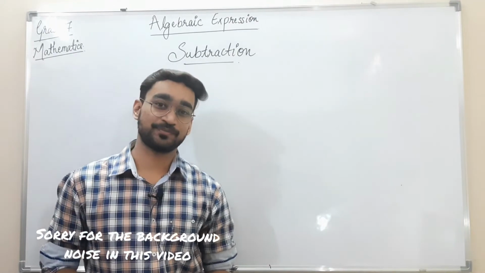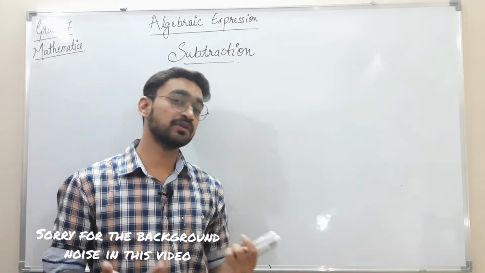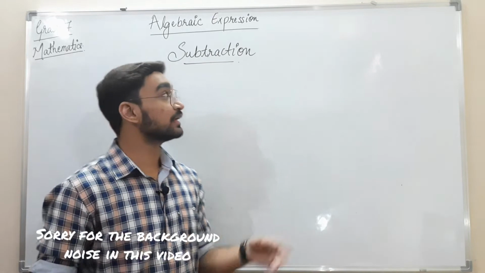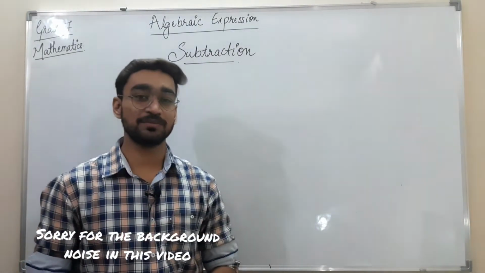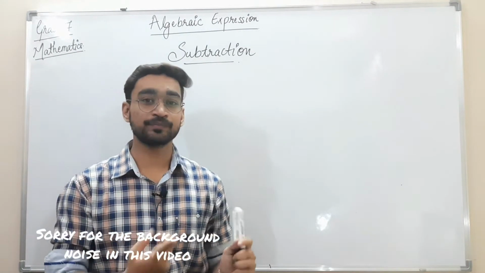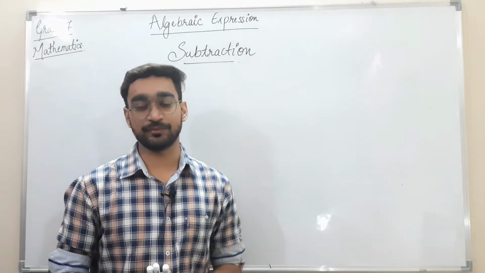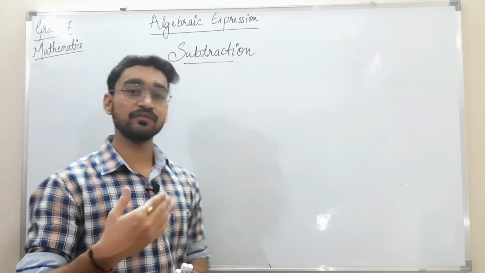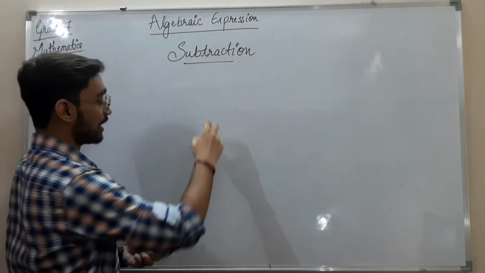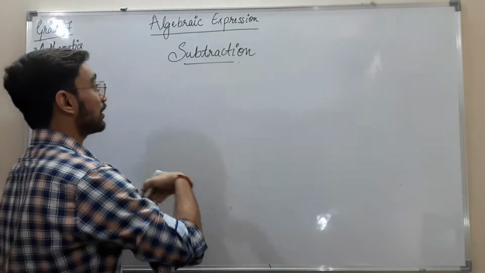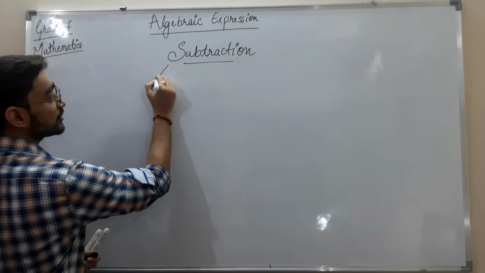Hello everyone. So in the previous video, we have studied about the algebraic expression and the addition of algebraic expressions by two methods, the row method and the vertical method or column method. So in this video, let us study about the subtraction. Again, we can do subtraction by two types.